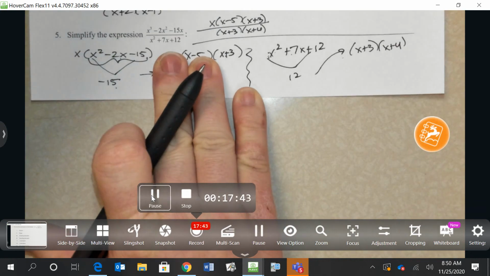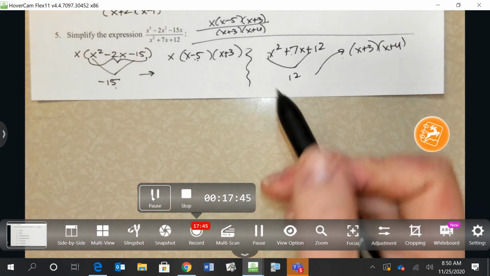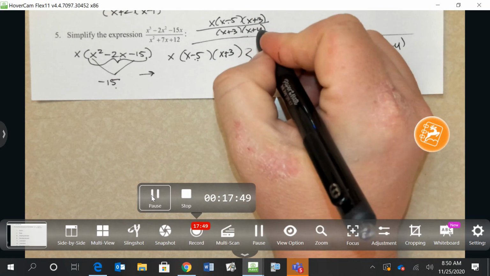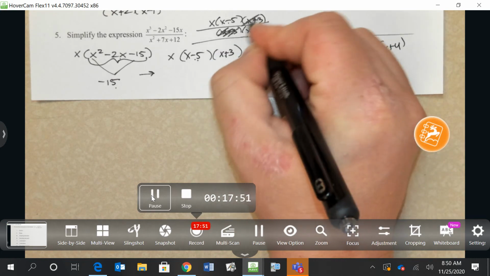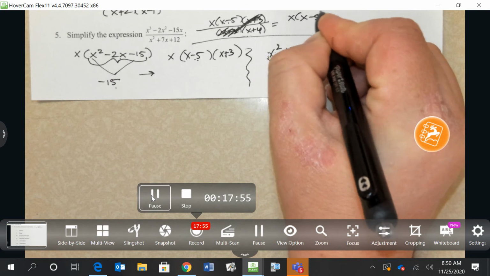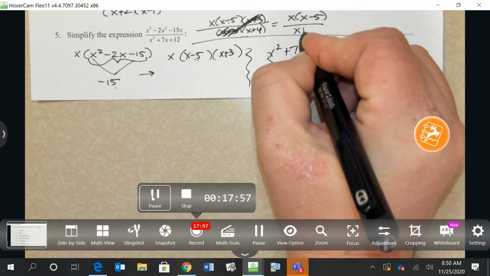What can I do here? Because I need to simplify this fully. Well, there's no single x's on the bottom. There's no x minus 5's on the bottom. There is an x plus 3. That means my final answer is x times x minus 5 all over x plus 4.